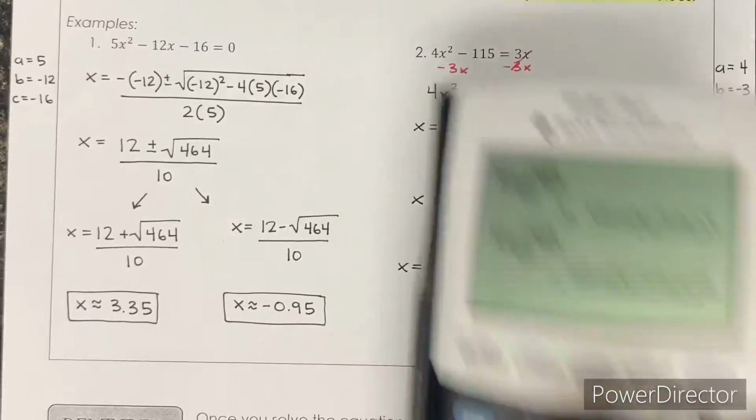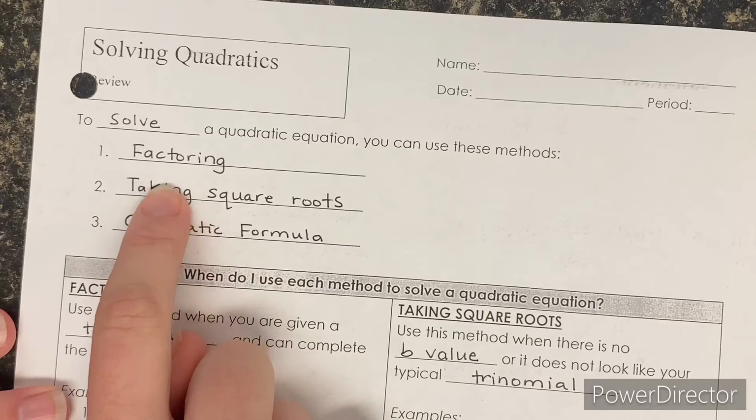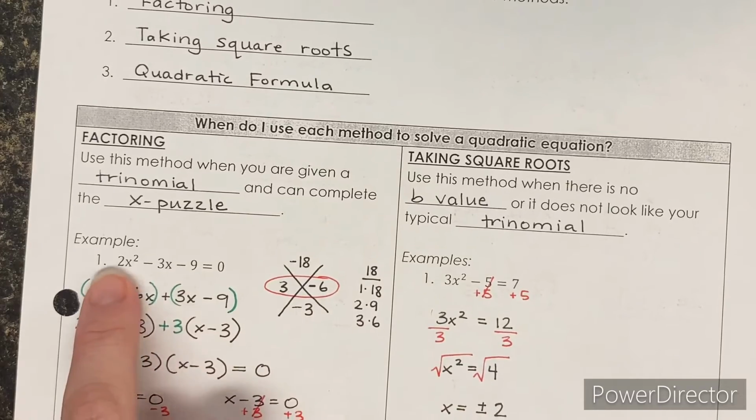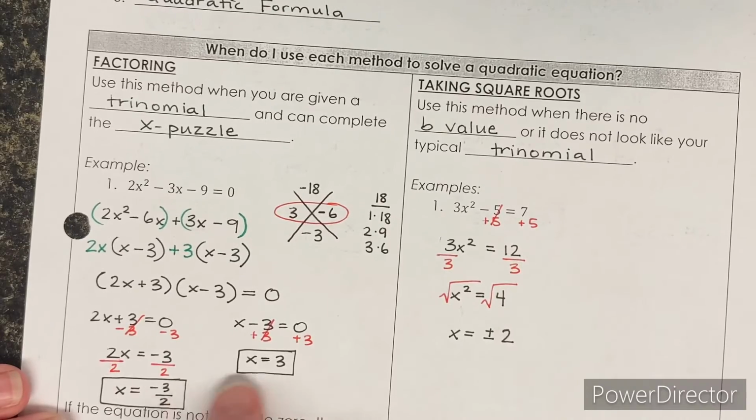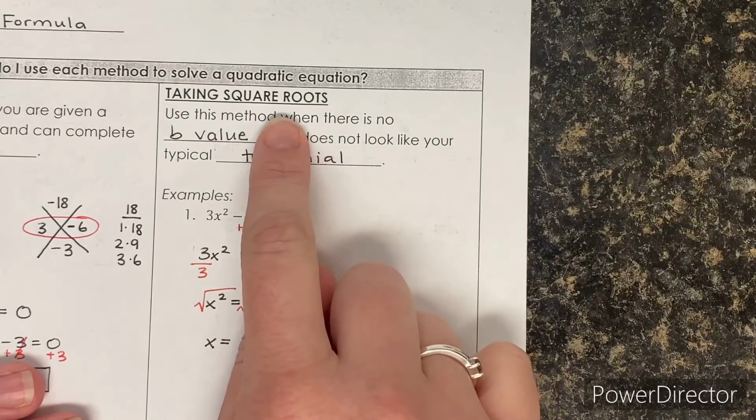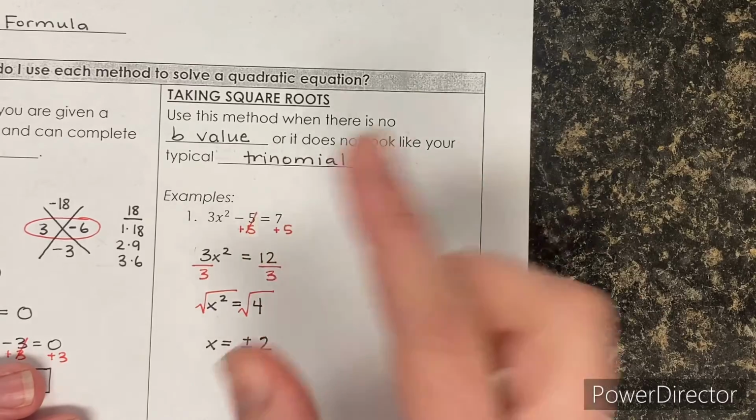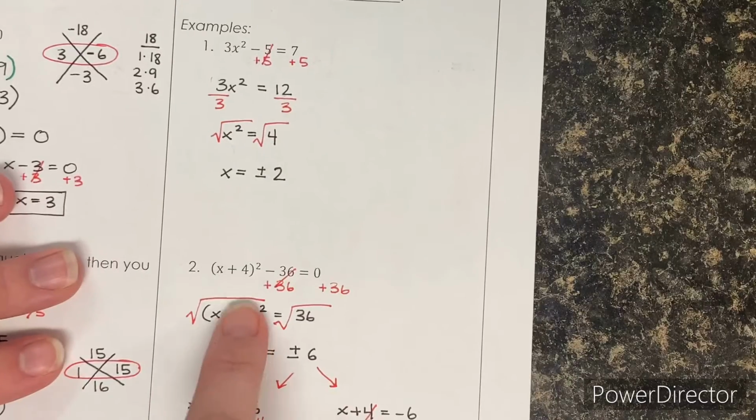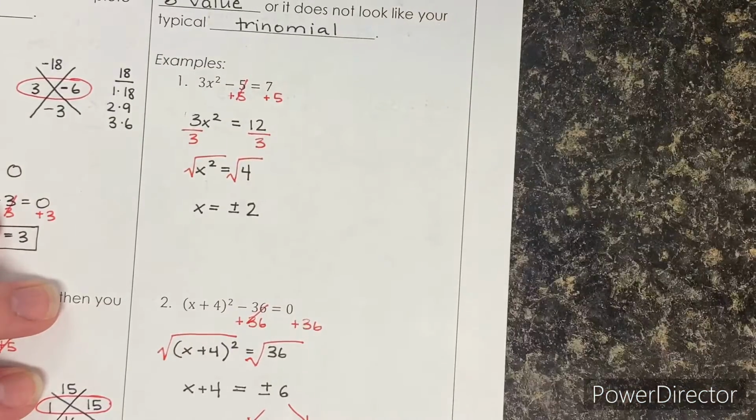Okay? So as a quick recap, we have now gone over all 3 of these methods: factoring, taking square roots, and the quadratic formula. Factoring works when you have a trinomial and it's equal to 0. You factor it and then solve it. You're going to get 2 answers most of the time. Taking square roots is our other one. You use this one when there is no b value or it doesn't look like your typical trinomial. So those 2 are going to look like this. Here's the one that has the missing b value, and then here's the one that does not look like your normal trinomial. These are the 2 situations that you would use taking square roots.